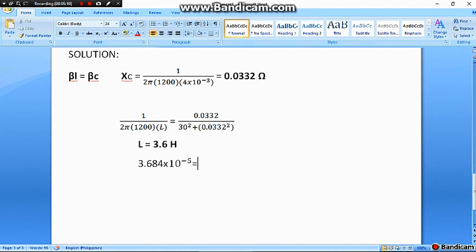So let us check this one: 0.0332 over 30 squared plus 0.0332 squared. The answer for this one is 3.68 times, let's copy this one, 10 to the power of negative 5. So the answer for this problem is now correct, because the inductive susceptance and the capacitive susceptance are equal. So let us proceed to another problem.